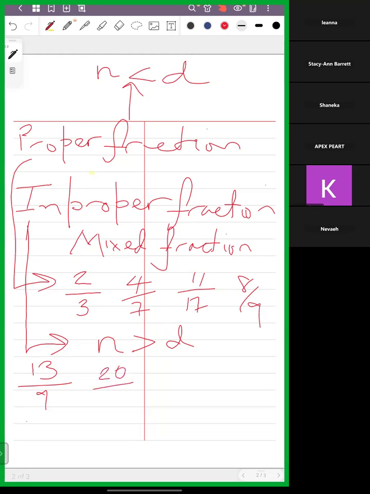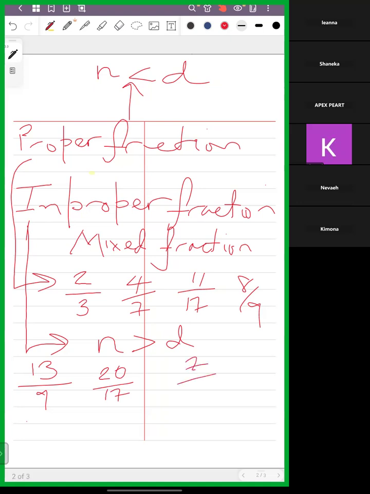I'm going to pick one number less than 20. We can pick 17. That's an example of an improper fraction. One more example, squeeze it in, let's pick 7. We will pick one number less than 7, 3. 7 over 3. That's an improper fraction. All right? Do you guys get it?